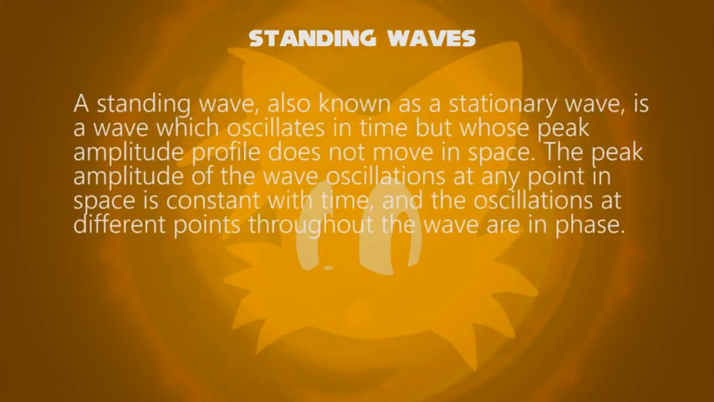A standing wave, also known as a stationary wave, is a wave which oscillates in time but whose peak amplitude profile does not move in space. The peak amplitude of the wave oscillations at any point in space is constant with time, and the oscillations at different points throughout the wave are in phase.